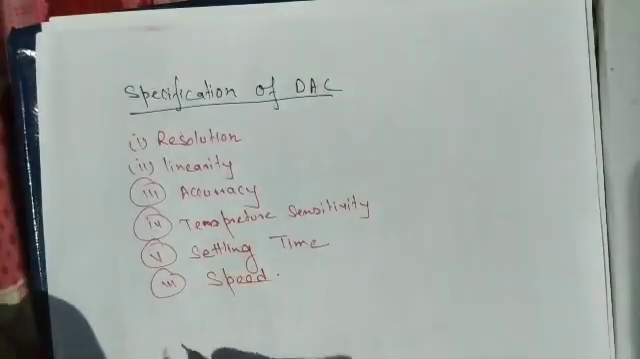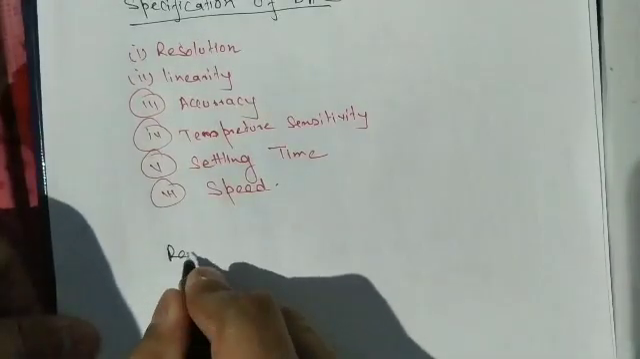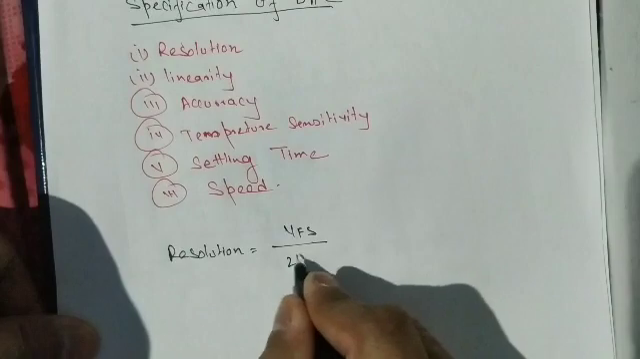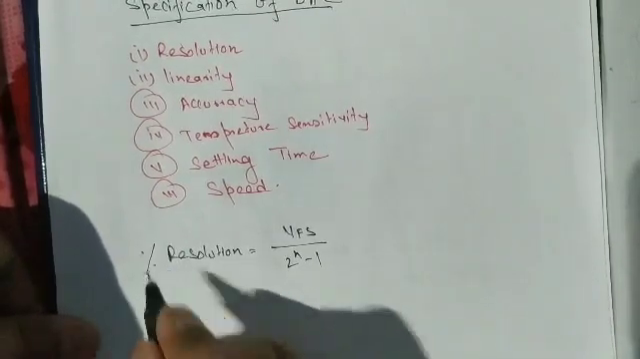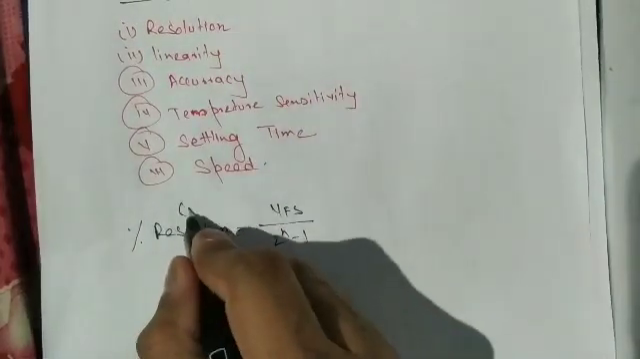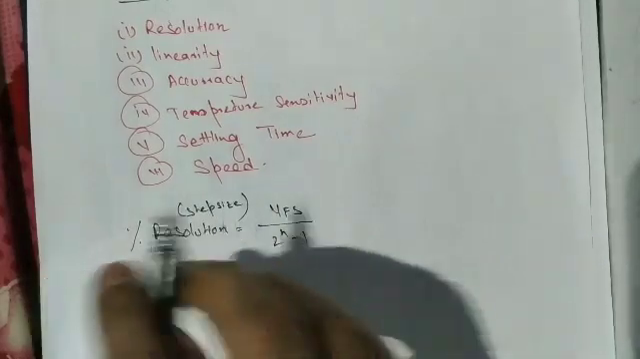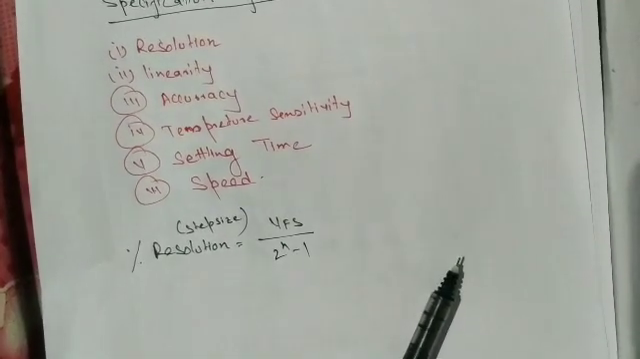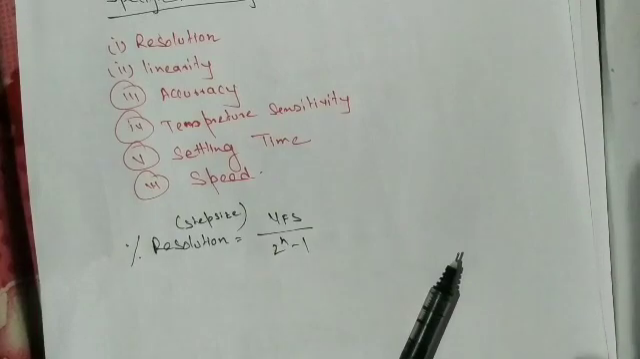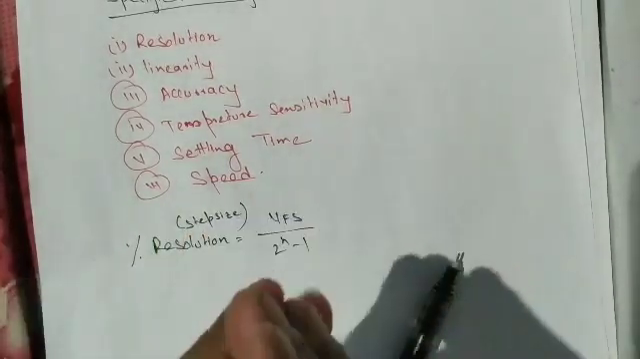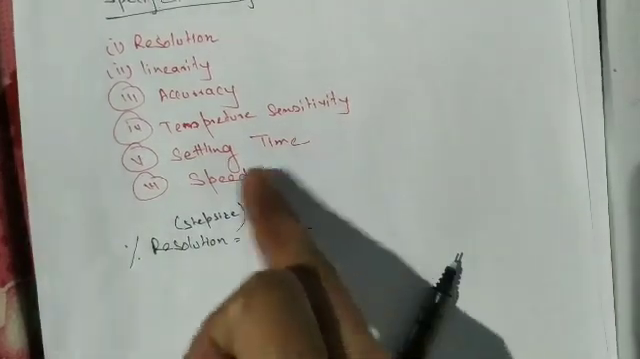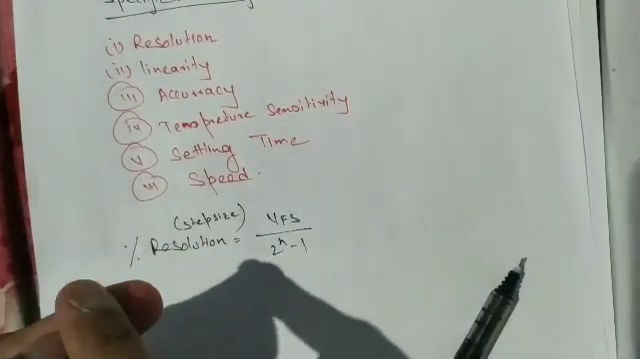What is resolution? Resolution formula is VFS divided by 2 to the power n minus 1, percentage resolution. This is called resolution, or also step size. It means that for every digital input there is a corresponding analog output, and digital inputs are not continuous, it is in a step form. So for one step there is a corresponding analog output, another step there is a corresponding analog output. So resolution or step size is for any digital input, the analog output we are getting. That is called the resolution.